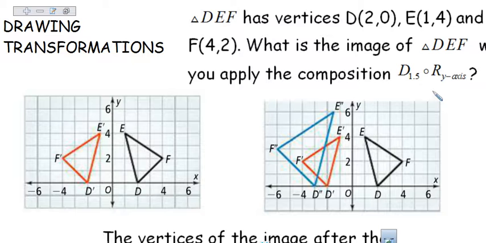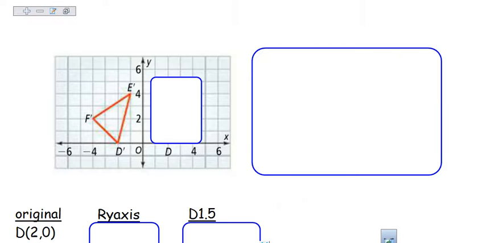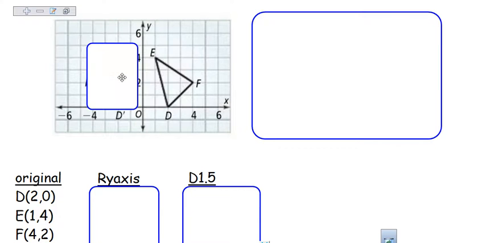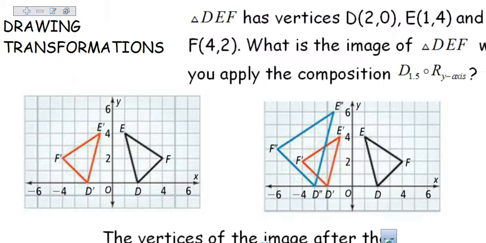So this question has the answer done for us, so I'm going to go to a different slide. You do not have this in your packet. What we're going to do is take our original figure. I found the coordinates of our original: forward 2, up 0, forward 1, up 4, forward 4, up 2. Then, because the directions say following, we have to do our reflection first and our dilation second.